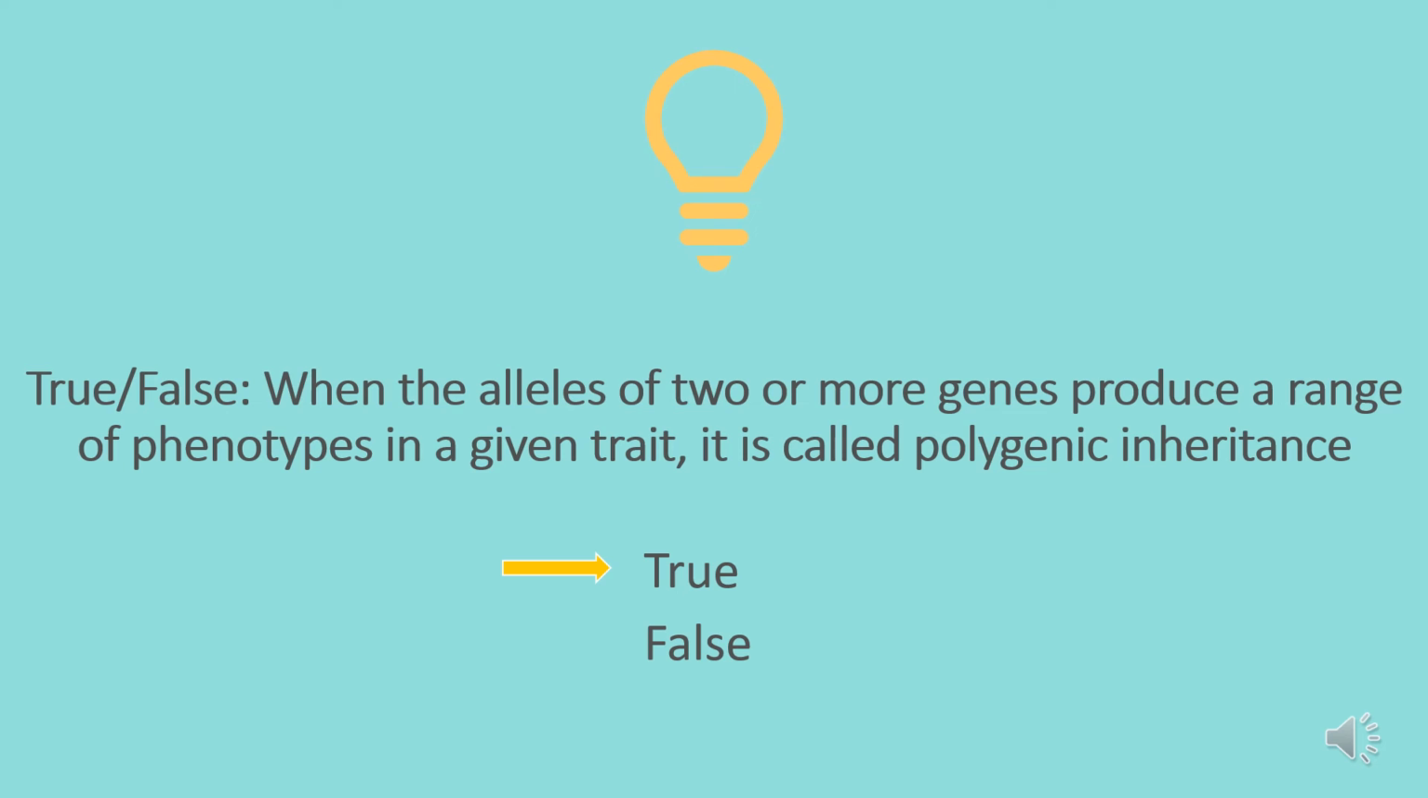Think back to our skin color example where 3 different genes, genes A, B, and C, were involved in skin pigmentation. Different combinations of recessive and dominant alleles in these 3 genes produced a broad distribution of possible skin pigments, ranging from very pale complexions to very dark.